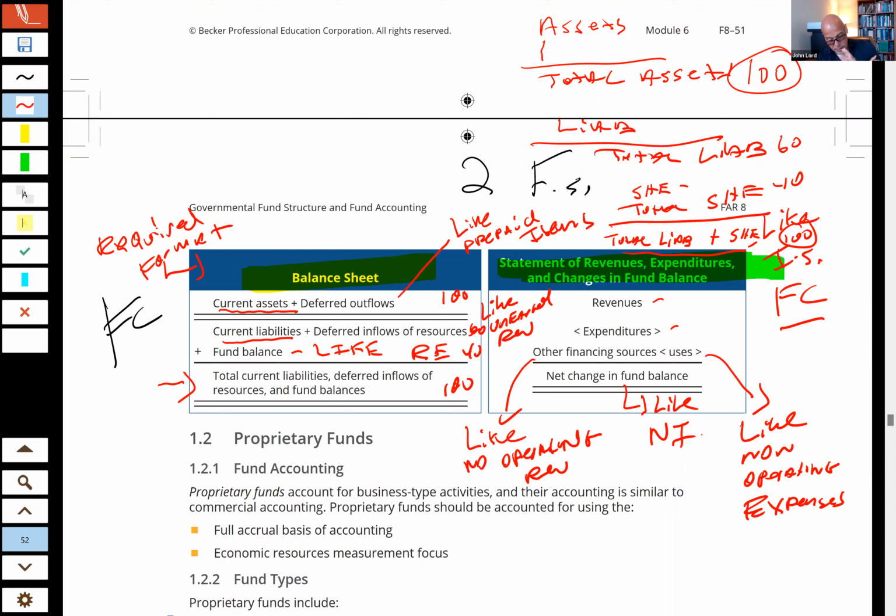Everybody with me? Okay, because the exam is going to expect you to understand how these different things affect the change in fund balance. If the change in fund balance is like net income, my change in fund balance goes down, my fund balance goes down. My change in fund balance, my net income goes up, my fund balance goes up.